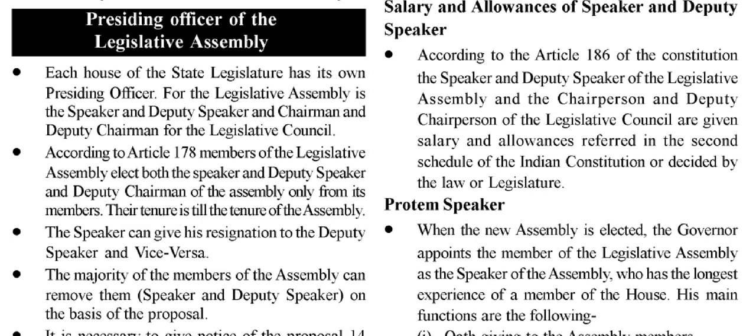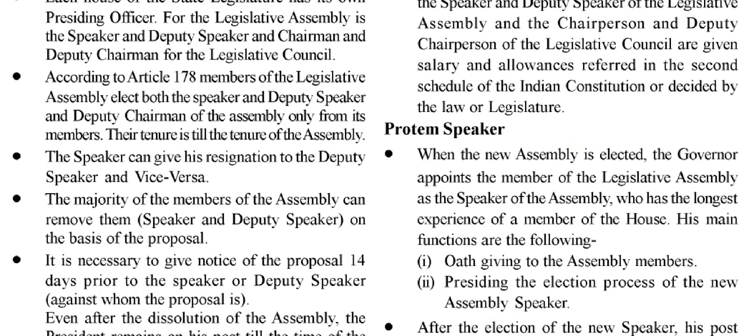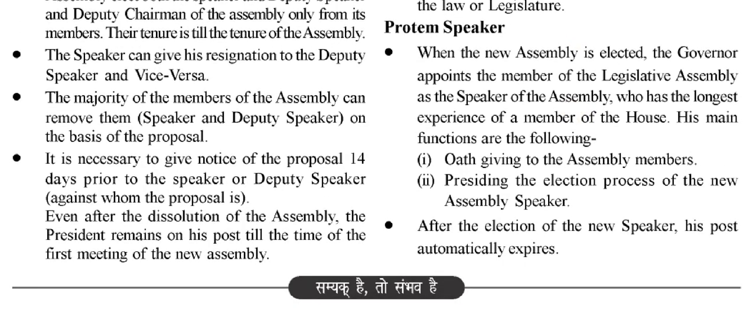The Speaker can give his resignation to the Deputy Speaker and vice versa. The majority of the members of the Assembly can remove the Speaker and Deputy Speaker on the basis of a proposal. It is necessary to give notice of the proposal 14 days prior to the Speaker or Deputy Speaker against whom the proposal is. Even after the dissolution of the Assembly, the Speaker remains on his post till the time of the first meeting of the new Assembly.